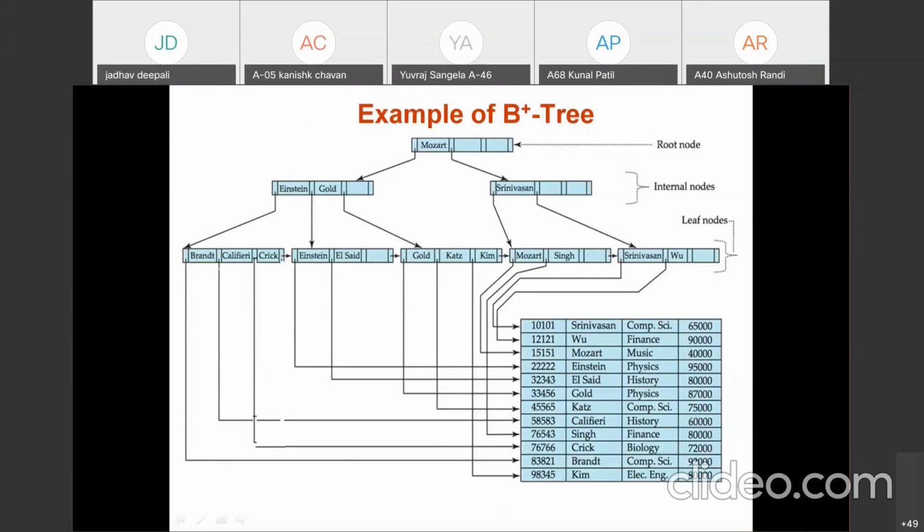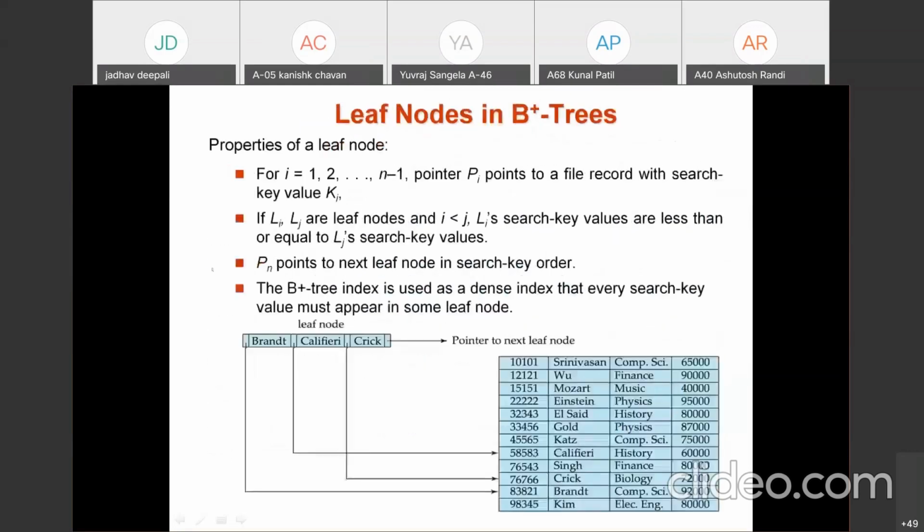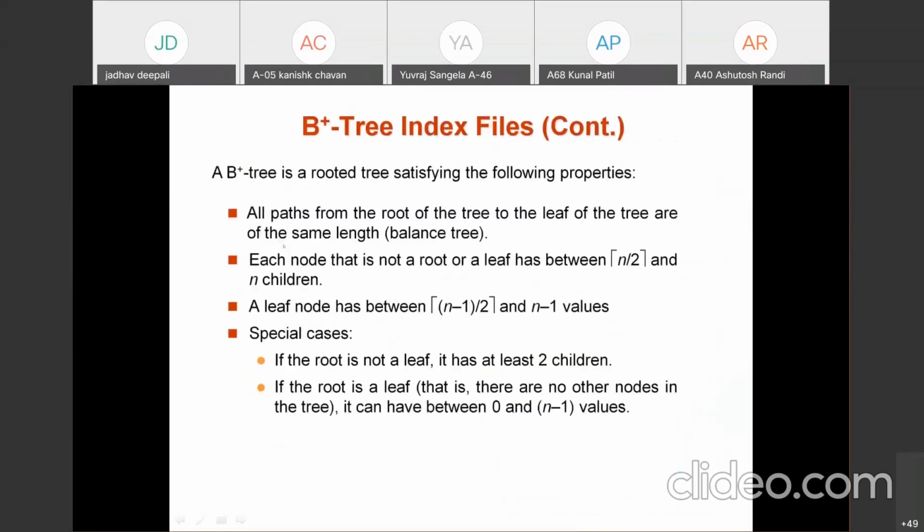It is at level 3. It is also at level 3. All leaf nodes are at the same level, whether level 2, 3 or 4. So the path from the root of the tree to the leaf of the tree is the same, and that's why it is also known as a balanced tree. Each node that is not a root or a leaf has between n/2 and n children. So what is this n? That again we are going to see.